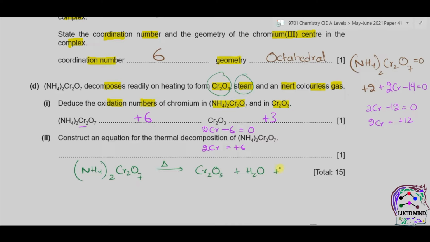Steam is water, and the inert colorless gas: we have hydrogen gas, but it is not inert. We have nitrogen, it is an inert gas, so we can write nitrogen. Now balancing the equation, we can see we have 8 hydrogen atoms on the reactant side and 2 hydrogen atoms on the product side, so we can write 4 with H2O. All other elements are already balanced. So this is the final equation.